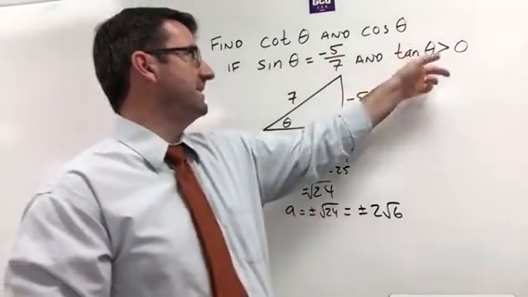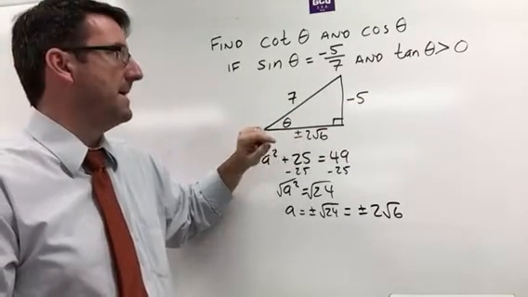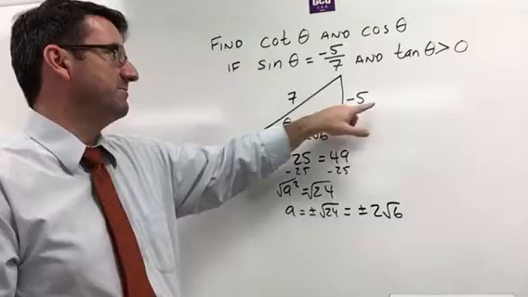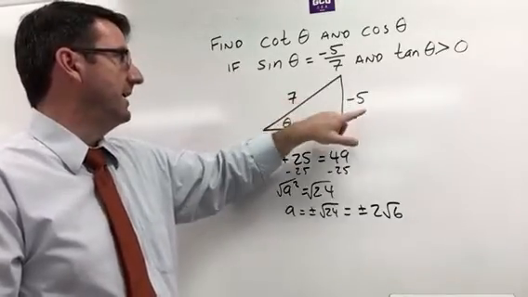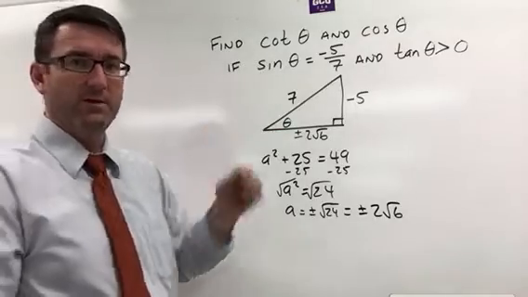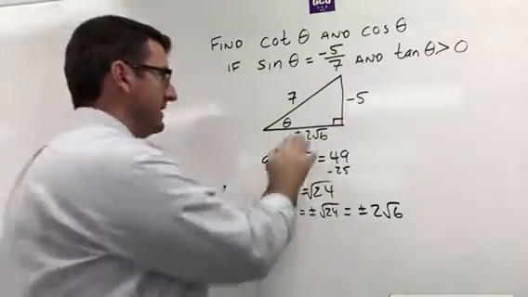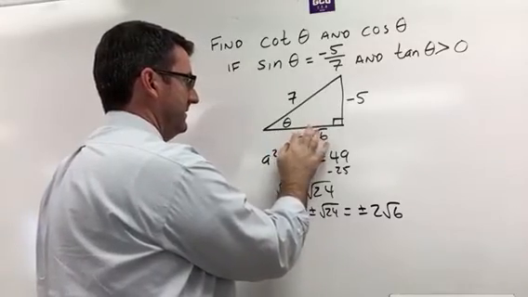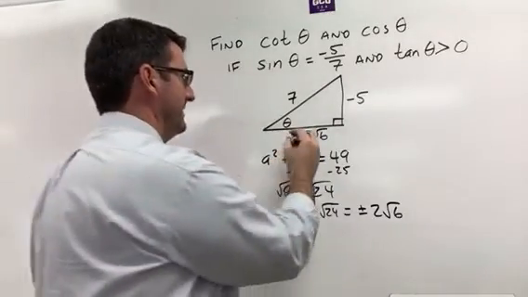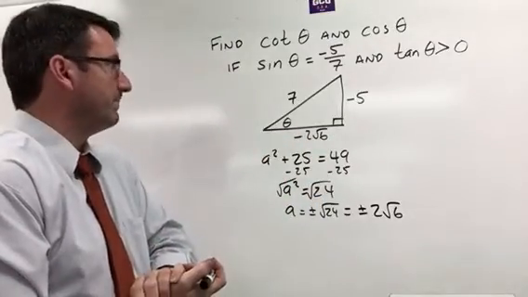And so if tangent is opposite over adjacent, if the tangent is positive, greater than 0, and this one is negative, then this side has to be negative as well in order for this divided by this to be positive. So we're going to get rid of that plus there. This has got to be -2 square root of 6.